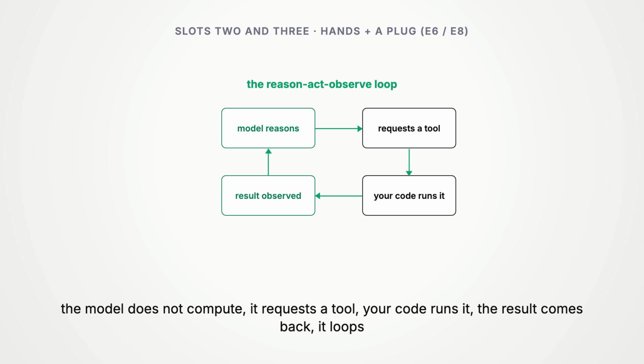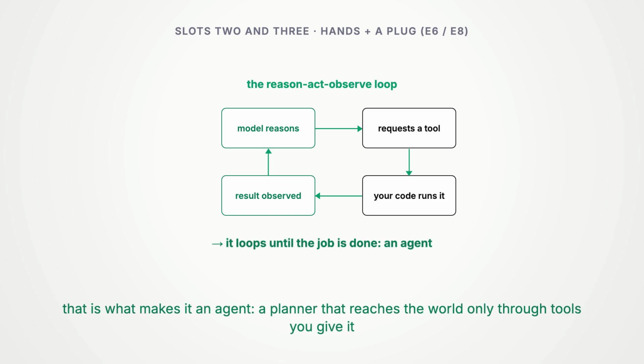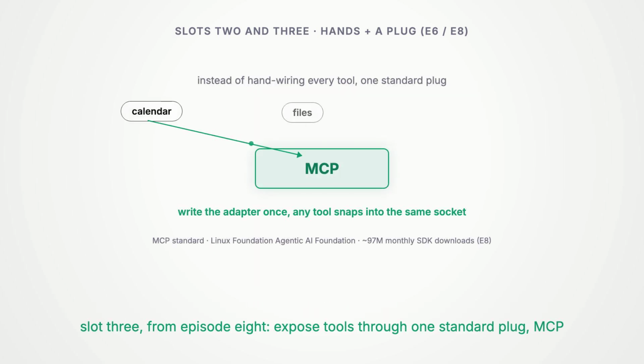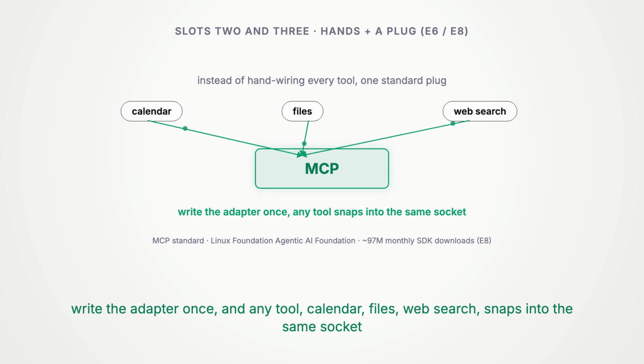That is what makes it an agent, a planner that reaches into the real world only through the tools you choose to give it. And slot 3 is the upgrade from Episode 8. Instead of hand-wiring every single tool with custom glue, you expose them through one standard plug called MCP, the protocol the whole industry has now standardized on. Write the adapter once, and any tool, your calendar, your files, a web search, snaps into the same socket.